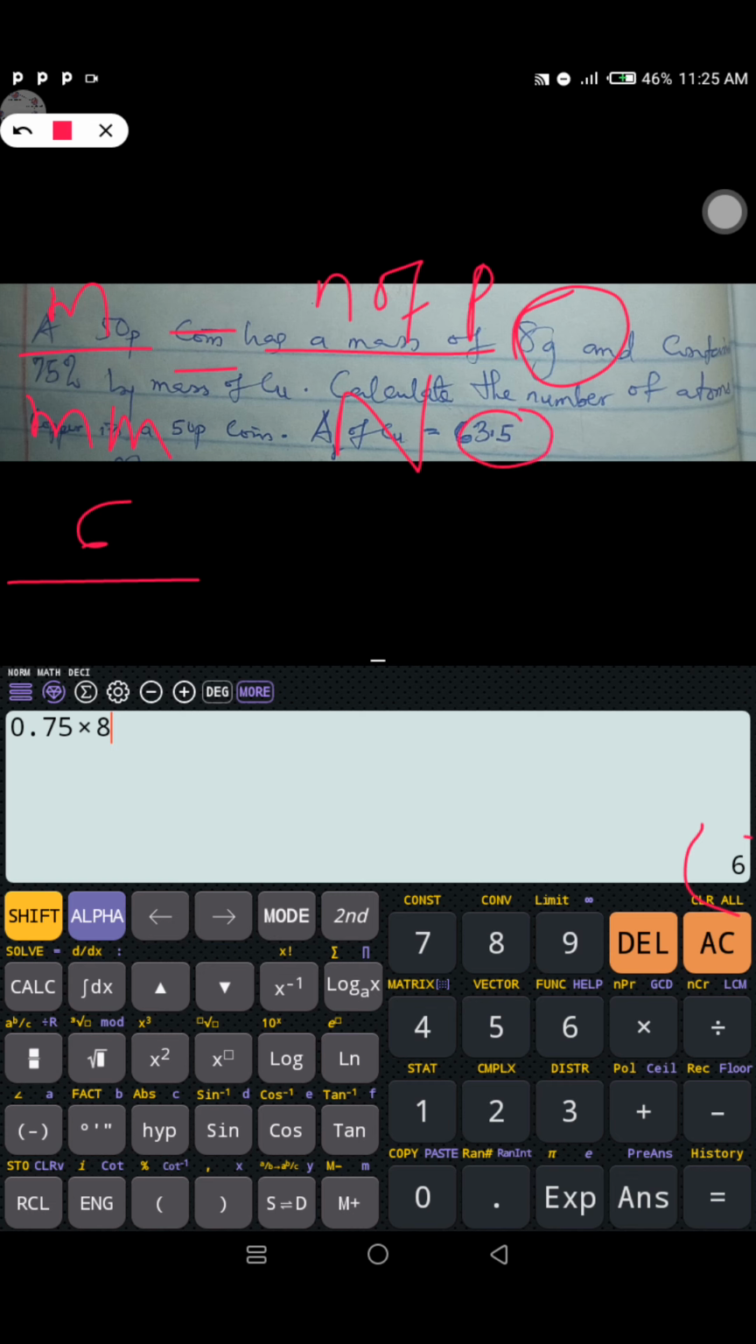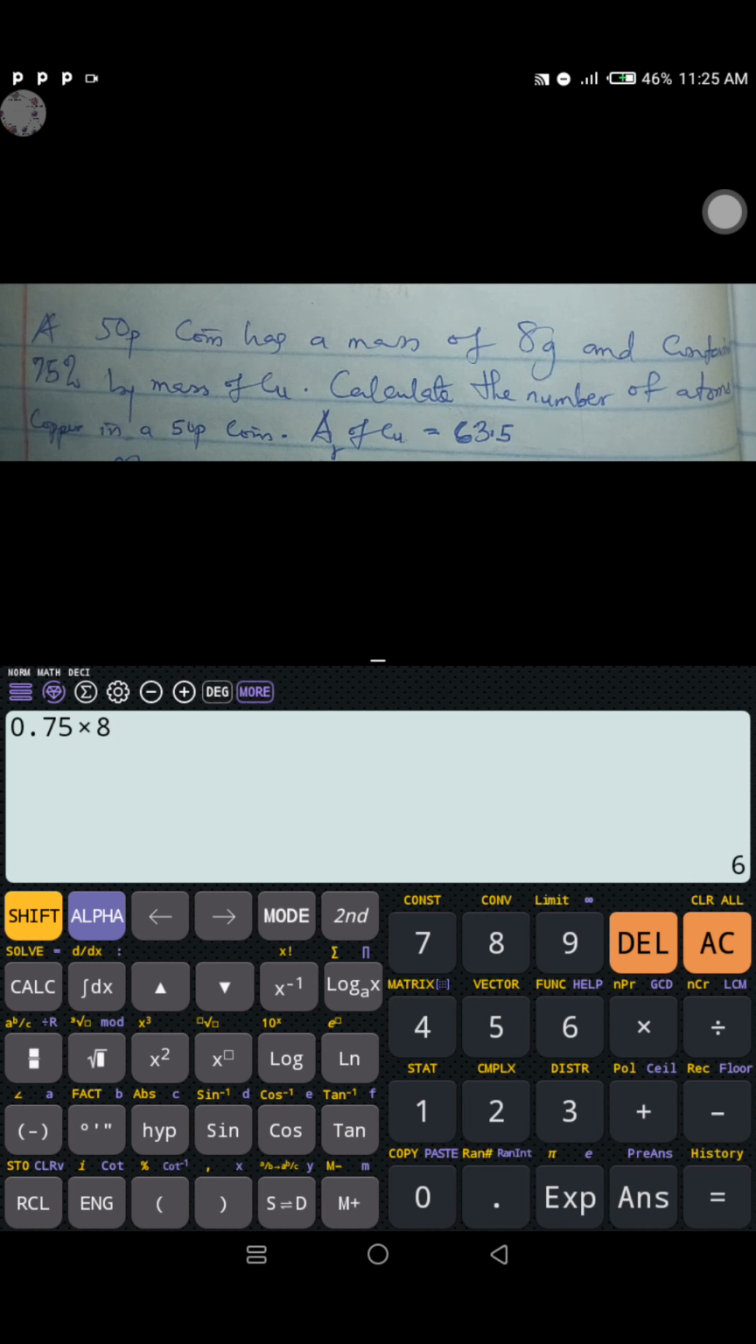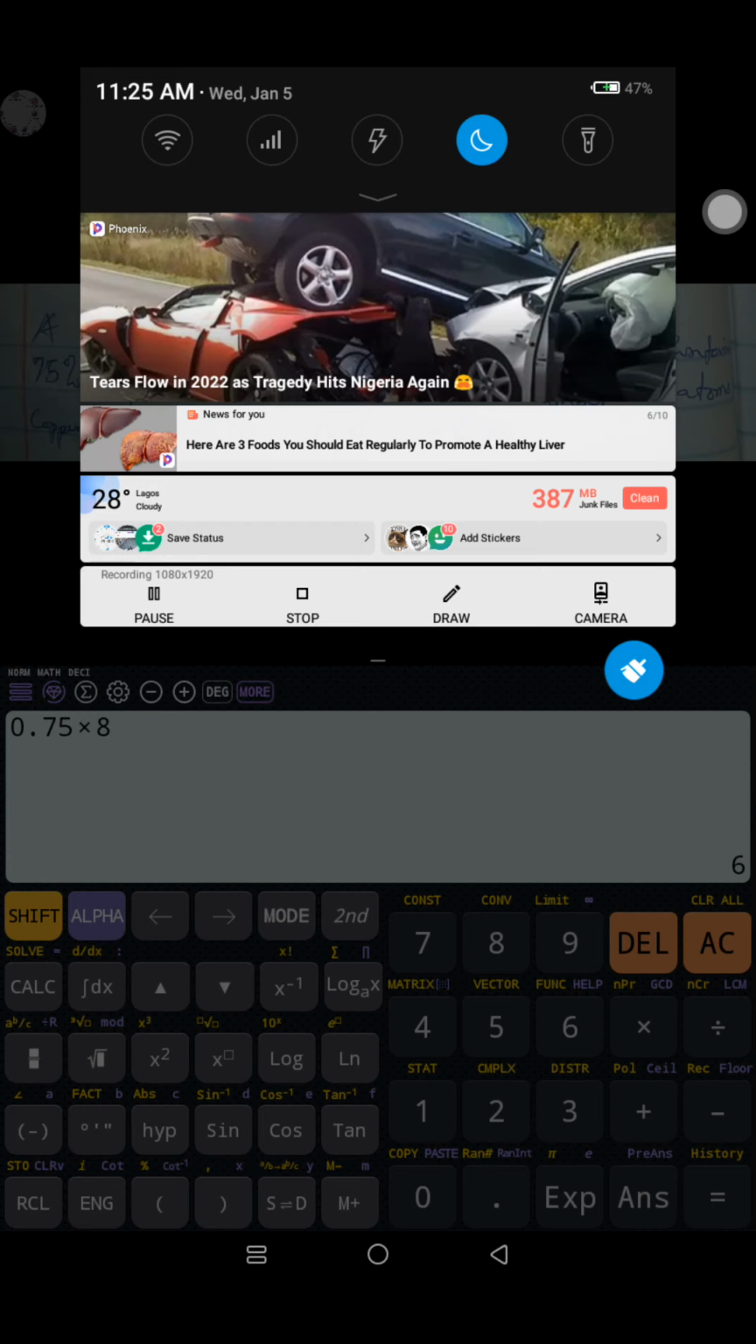They give me here 63.5, is equal to, now the number of particles is what I'm looking for. Let me call it NP. The Avogadro constant is 6.023 times 10 to the power of 23 particles. So you can solve for this to get your answer. I don't think that should be a problem. You can finish up that one. So this is the kind of question you can find under this context. Okay, we'll stop here.